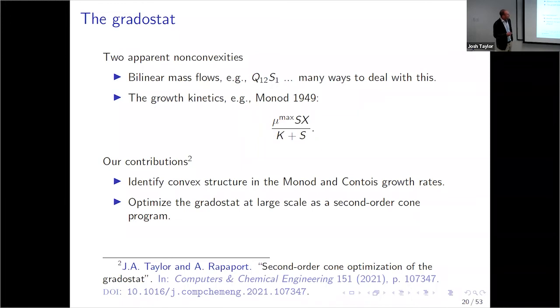The other non-convexity, that is really the focus of this talk, is the one that comes from the microbial growth. So in the case of the Monod function, we've got this here. And dealing with these nonlinear growth rates is really what this talk is about. Our main contributions are that we do find some nice convex structure that enables us to optimize the gradostat at some very large scales.